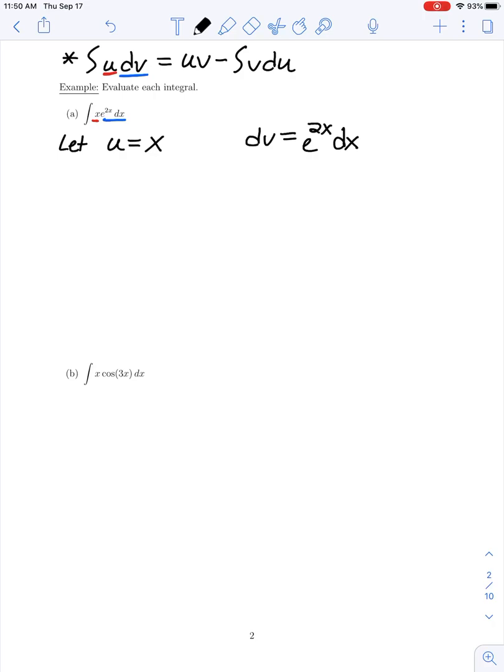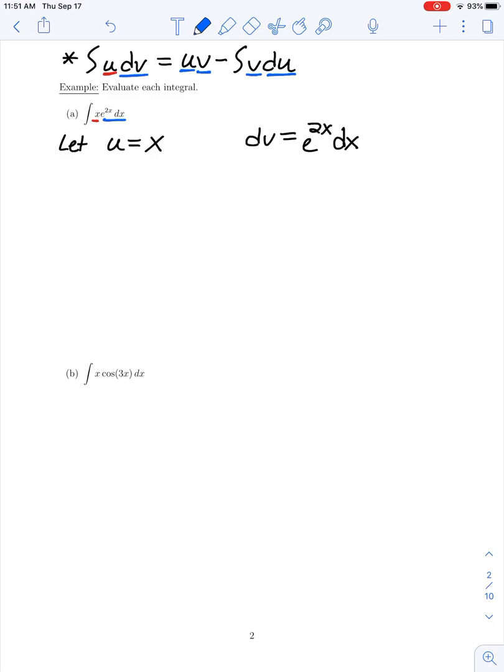Now, once we have these expressions, let's think about what we need for the integration by parts formula. So this is equal to u times v. Now, I already have u, but the question is, what is v? I don't know what v is yet. And then we have minus the integral of v times du. Now, I know what u is, but I still have to find du in order to apply this formula.